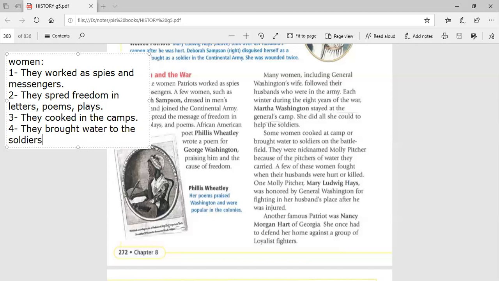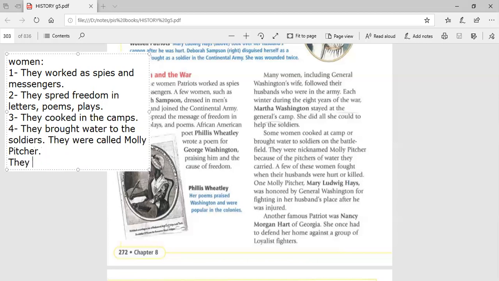And those groups were called, don't forget, okay? They were called Molly Pitcher. Okay. What else? They fought when their husbands were hurt or killed.